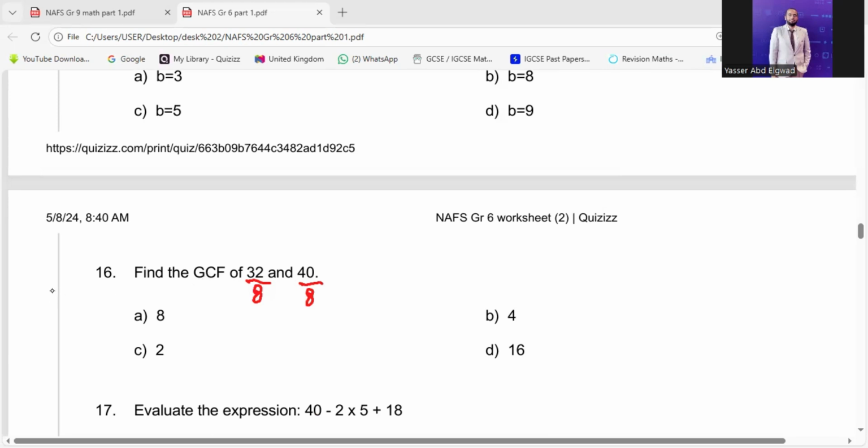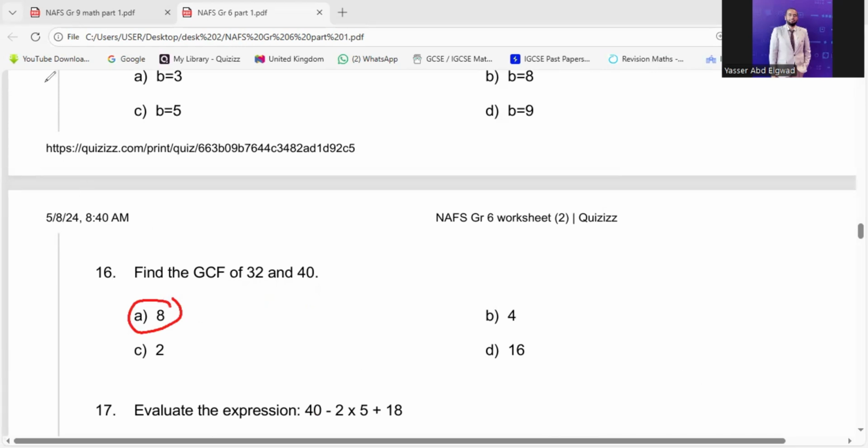One of the students says that we can find the 4. Yes, 32 is divisible by 4 and the 40 also, but he wants to find the highest common or greatest common factor. The answer is going to be 8. The next one.